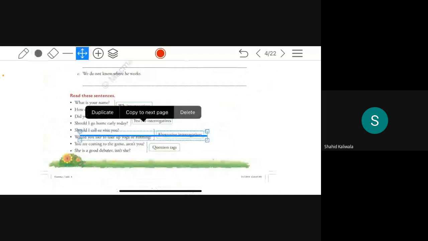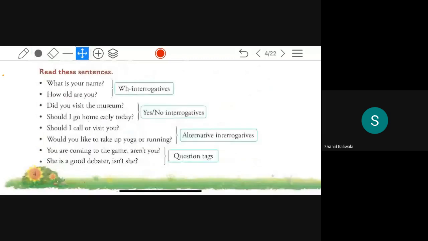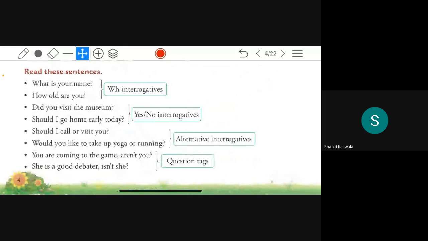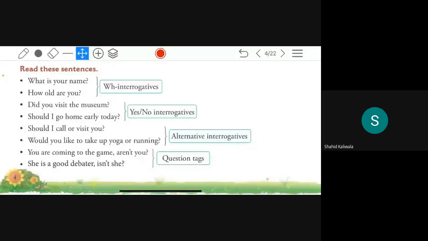Then do you remember the types of interrogatives? These four. Do you remember very well? Yes. WH, yes-no, alternative, and question tags. All four are the types of interrogatives. When you see WH interrogatives, the questions will start with W or H. In yes-no interrogatives, the answer is possible only in two ways, yes or no.